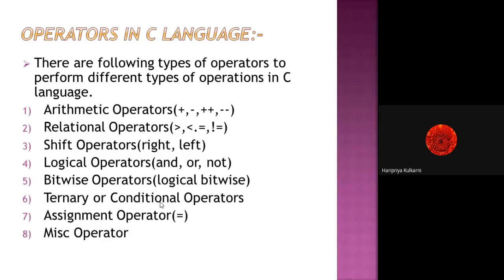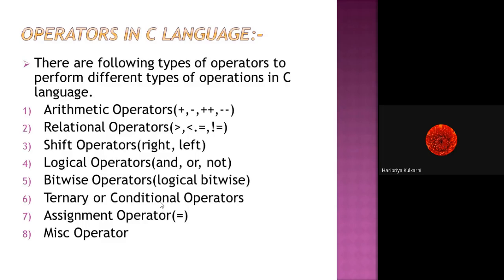Now I will take operators and then we will stop today. So, various operators in the C language. There are many operators, and as we learn the hierarchy of operators in mathematics, the same is there in C programming also. So one by one we'll discuss them.